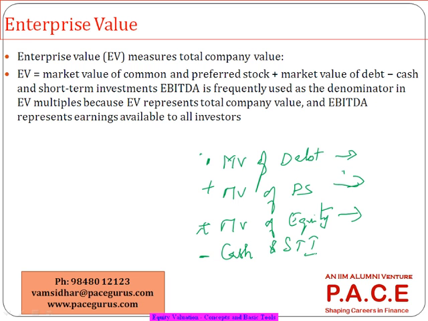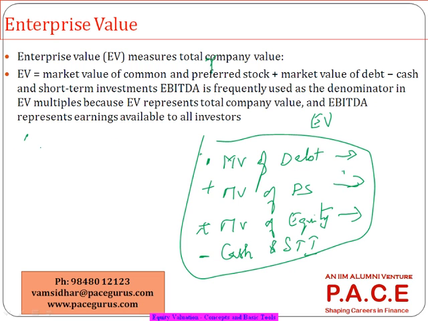I mean, cash is nowhere a business, right? Cash is something in the pocket. It's not a part of the worth of the business. So I remove the cash and short-term investments which can be converted into cash, and this sum is called the enterprise value of the company.